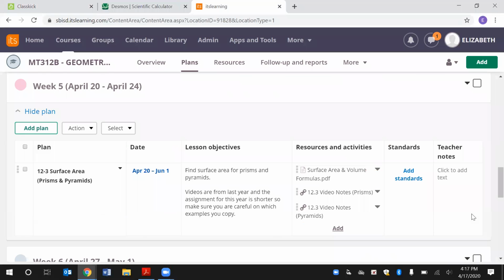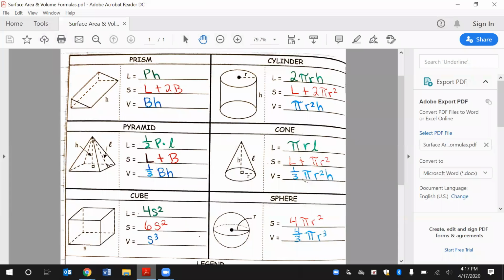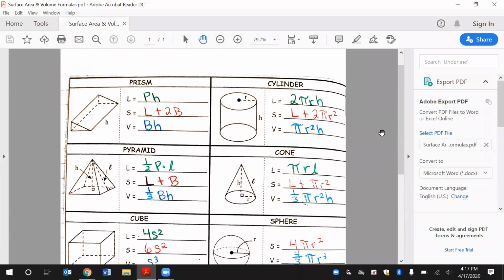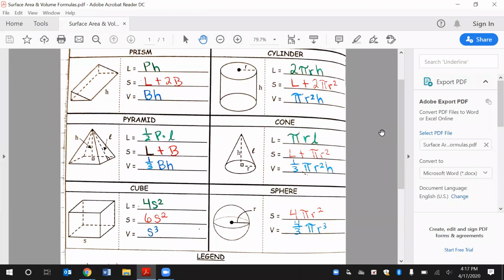So in ItsLearning, if you go to week 5, you'll see the resources that you need to be able to complete this Classkick assignment. So the first thing that you need is the formulas. Once you click on that document, it'll give you this page right here where I have all the formulas. You can print it out, you can copy it, you can take a picture with your phone, whatever works best for you. But you do need those formulas for pretty much the rest of the school year.